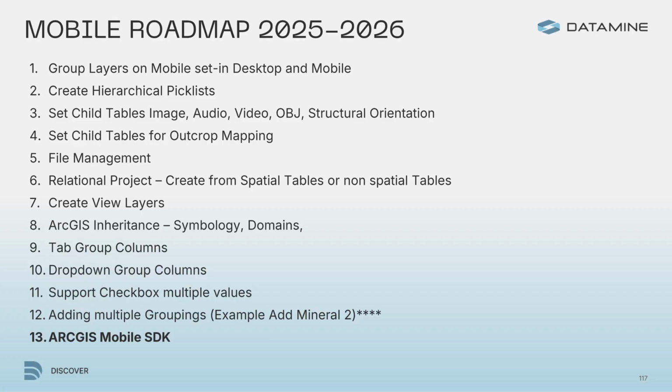The ability to group layers, we want to be able to create hierarchical pick lists. We're going to base that on the way Esri does it, using contingent values. I've seen lots of different ways. I've looked into it around how you can best use hierarchical pick lists, but contingent values is probably the best way. We're going to get rid of all our validation, so it takes a while to set up a project, but now we're just going to make it so you've got a point, you can associate as many images as you want with it, as many audio, video, OBJs, structure orientation, you can do whatever you want.